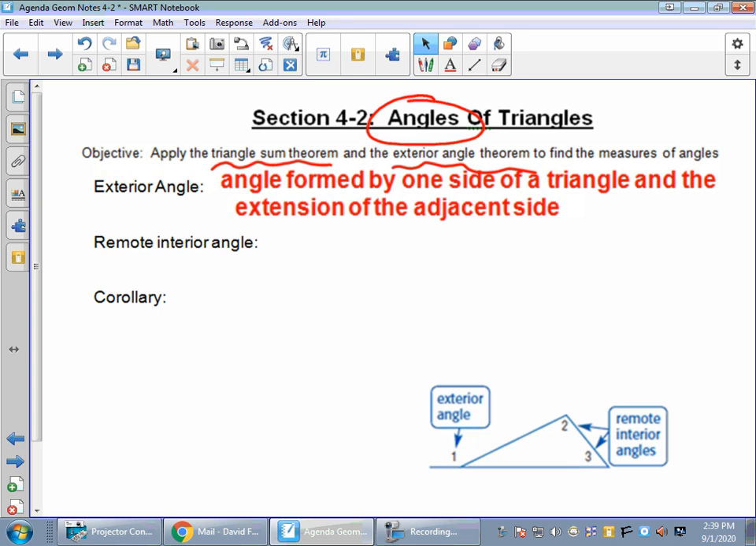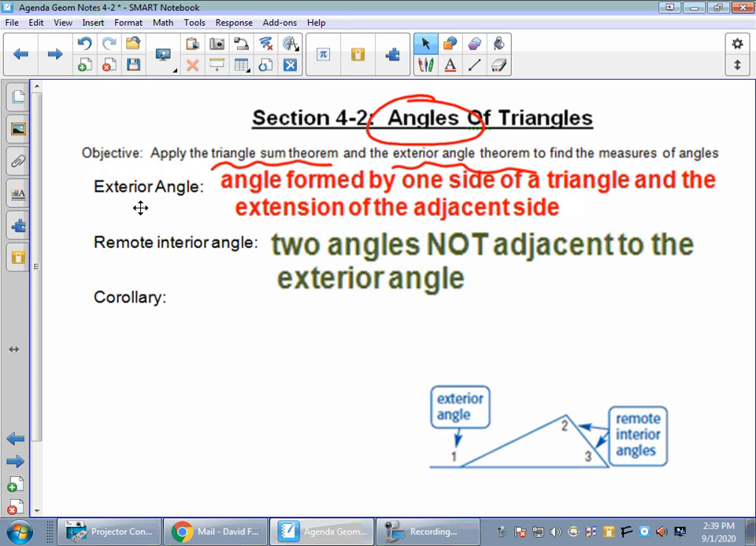And then remote interior angles. They're the two angles that are not adjacent to the exterior angle. So in that diagram, you can see the angle 2 and 3. They're not next to angle 1. Those would be considered the remote interior angles.